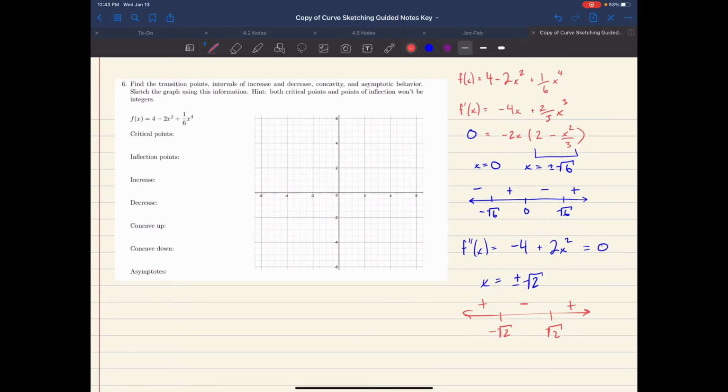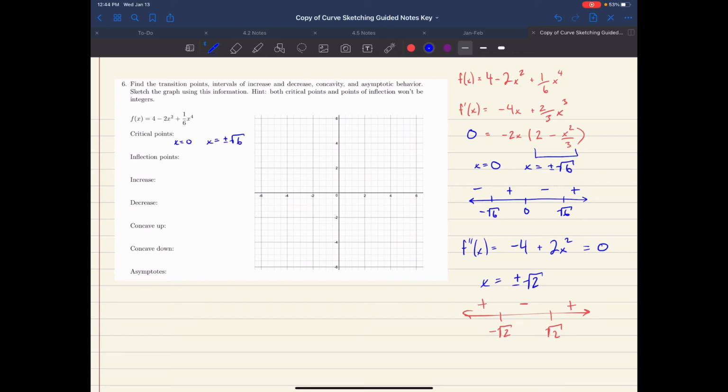From the first derivative, we take the derivative, those are our slopes. So that tells us intervals of increase and decrease. From the second derivative, we can get inflection points and concavity. The critical points are really talking about the first derivative in this case. So we would say the critical points were x equals 0 and x equals plus or minus root 6.